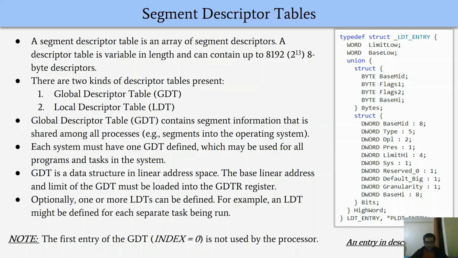Now talking about the local descriptor table, LDT, it is local to a processor, and each processor which performs some different tasks can have its own LDT defined. So there can be multiple LDTs in a system. On the right hand side, as we can see, this is the entry of a descriptor table which is used by Windows XP.